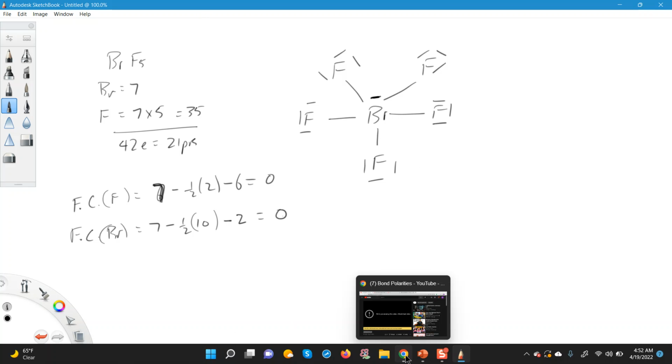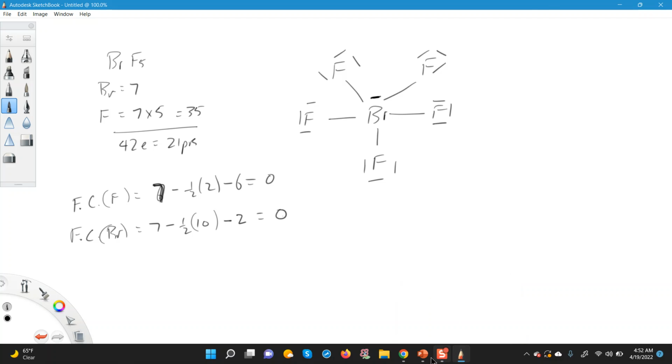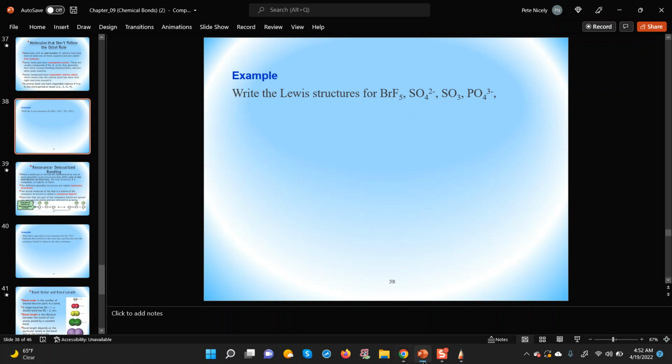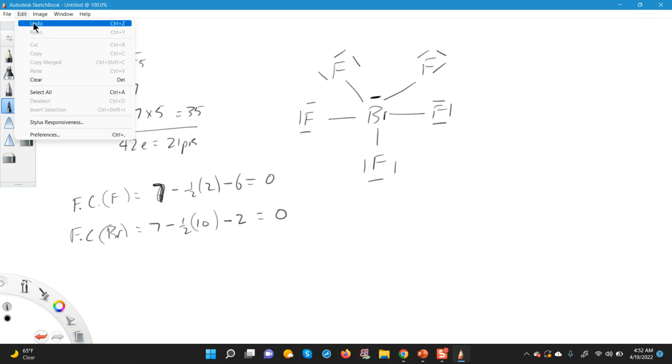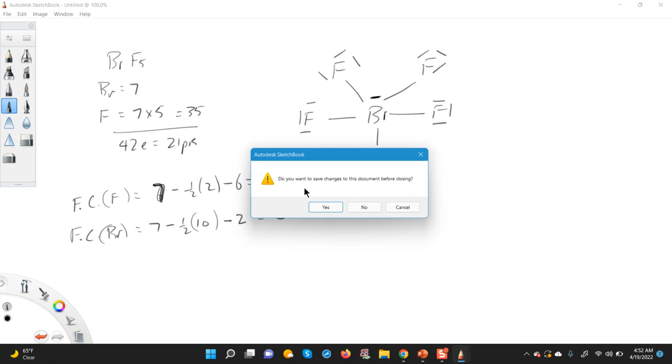Okay, so that's in the case of the first example. In the case of the second example, sulfate ion, let's see how that is done. So let me go here, clean this up. In the case of sulfate, SO4 2 minus, all right?